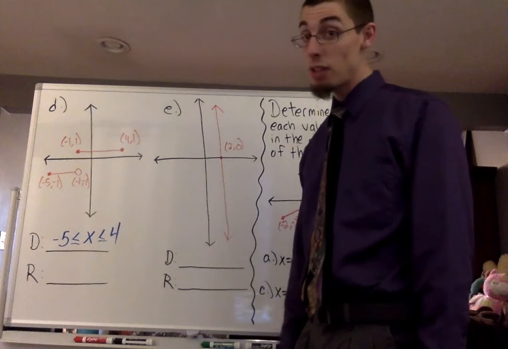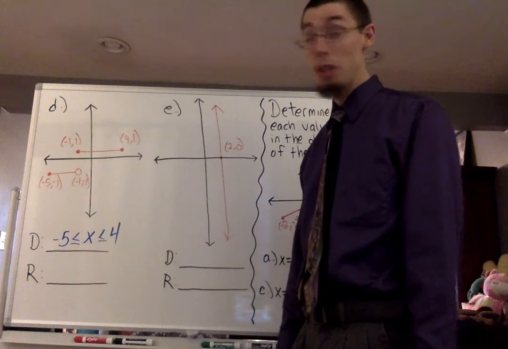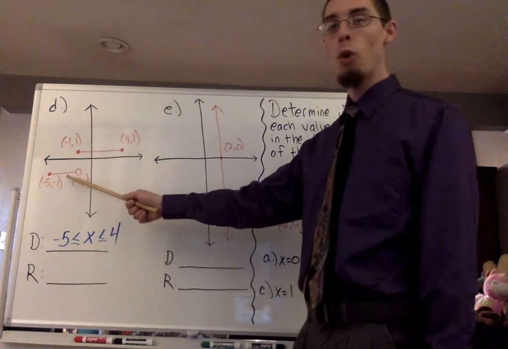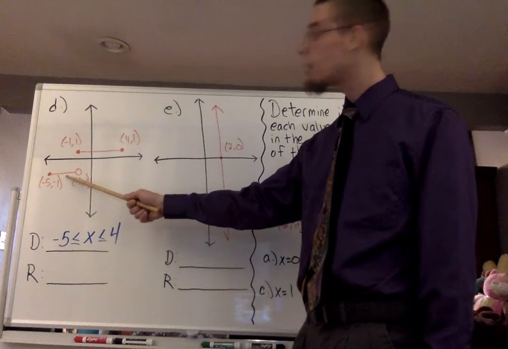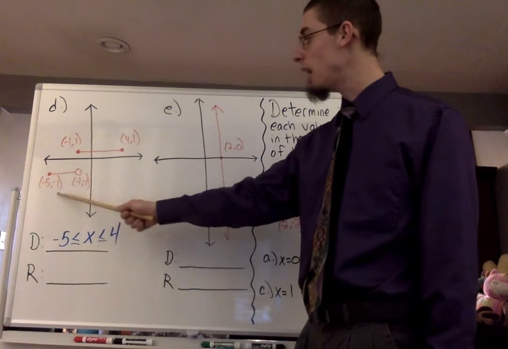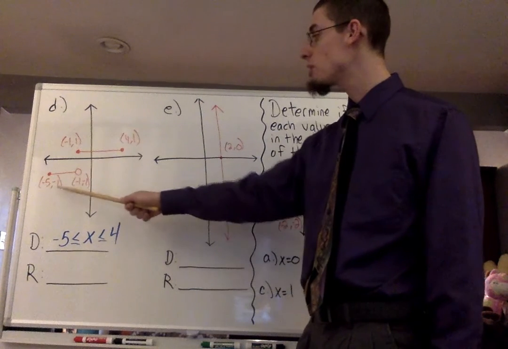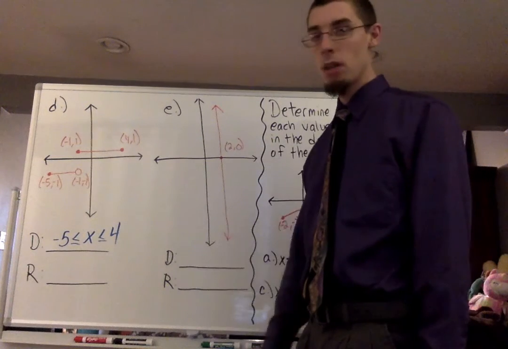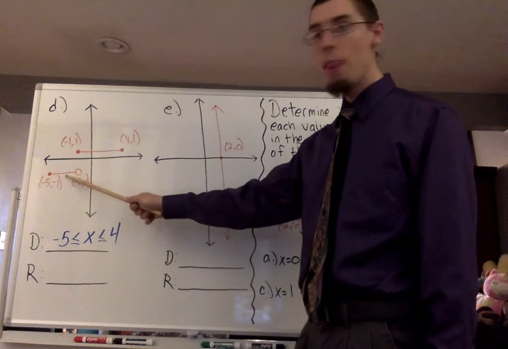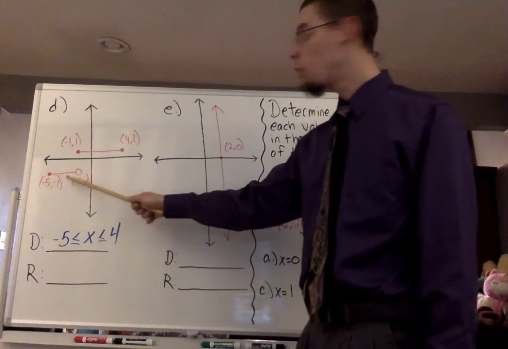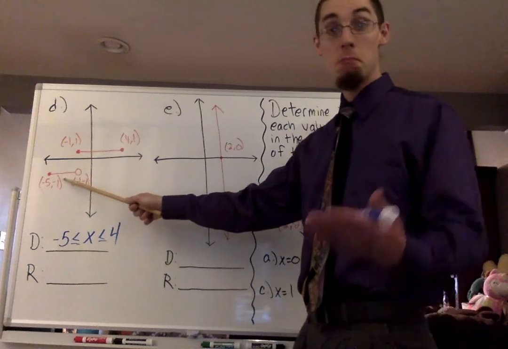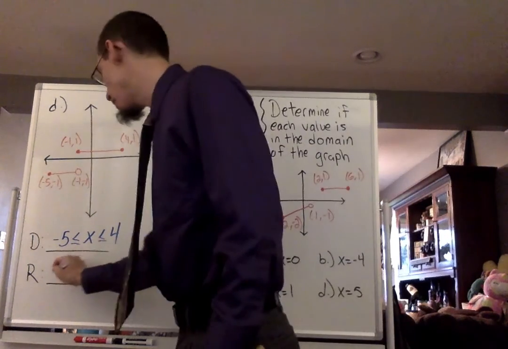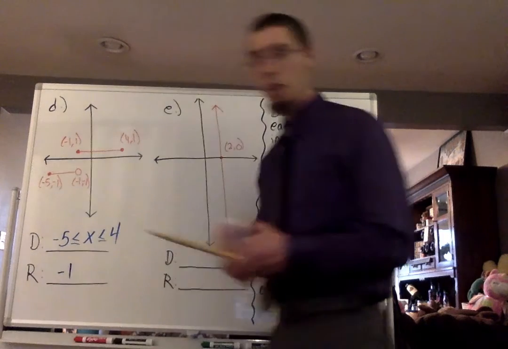Your range works a little bit differently, though. If you think about it, this is a horizontal line. Since it's a horizontal line, look at the y values. They don't change. -1, -1. Every point on this line would have a y value of -1. So one of my range values is -1.